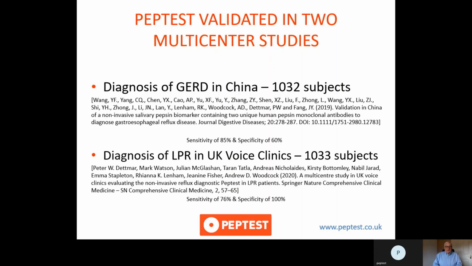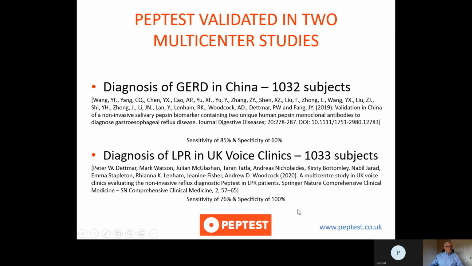Now, we've done various validation studies throughout the world, and this is merely 2 of them, which were done reasonably recently. There was a very large GERD study done in over 1,000 patients in China. This was published in 2019 and was done on non-erosive reflux patients, functional heartburn patients. And it showed that overall the sensitivity of PEPTEST to detect reflux in these patients was 85% and a specificity of 60%.